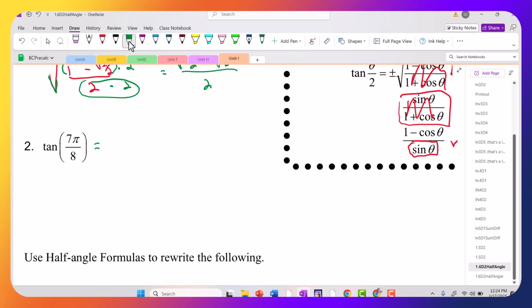But before I do that, I got to figure out what the heck I'm dealing with. And it's tan. I'll stay green for a second. Oh, I should be green. St. Patrick's Day, right? Should do a series of greens.